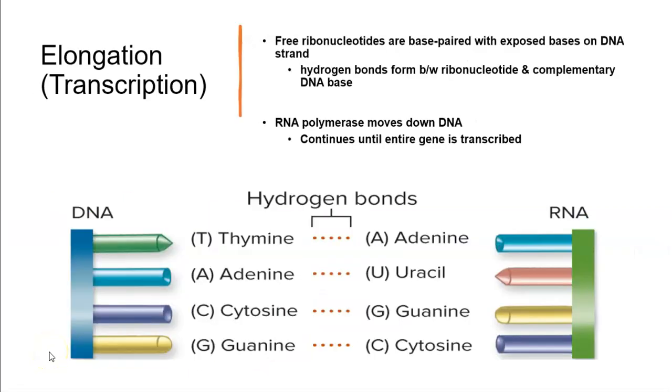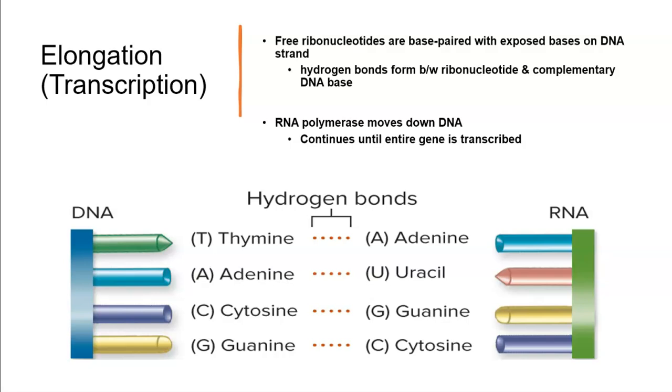The second part of transcription is elongation, where nucleotides that are found within the nucleus are going to be base paired just the same way we saw with base pairing, A's, T's, C's, and G's. We're going to base pair the A's, T's, C's, and G's of DNA with A's, U's, G's, and C's to make RNA. So the RNA polymerase is going to move down the strand of DNA until the entire gene is transcribed. So hydrogen bonds are going to form between the template strand of DNA and the new RNA nucleotides that are coming in to complementary base pair.